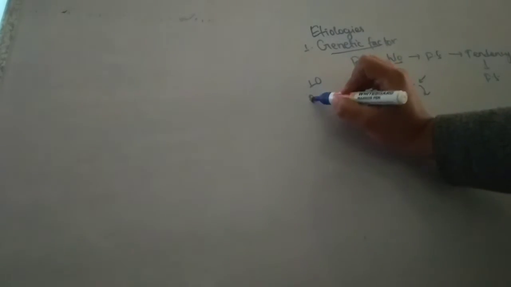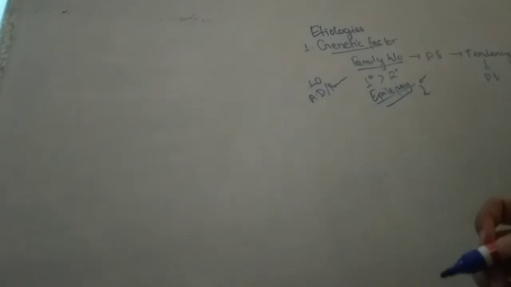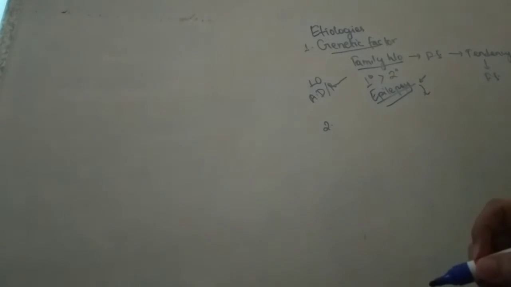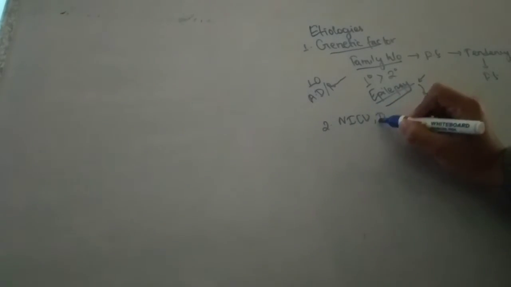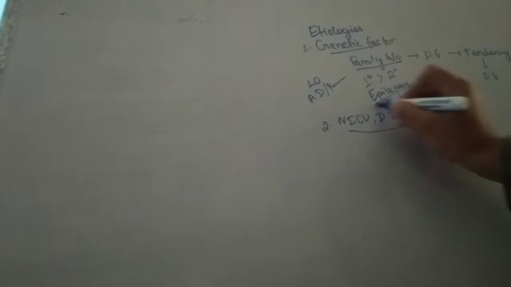So one is genetic factor. Ten febrile seizure genes have been spotted, and the transmission is autosomal dominant or polygenic in nature. So this plays a role in causing febrile seizure. Another factor is a history of NICU admission. Rather than etiological factor, I would write it as an associating factor. So NICU admission and developmental delay, in these cases it has been found in research that there is an association with febrile seizures.